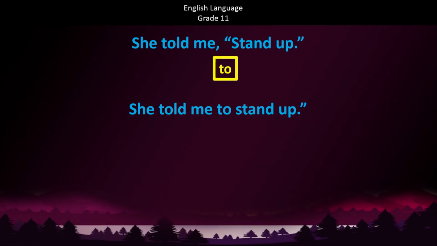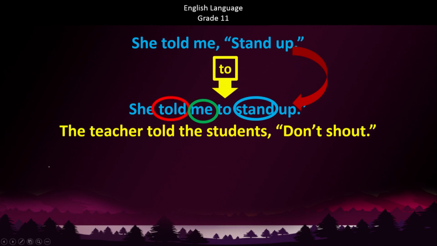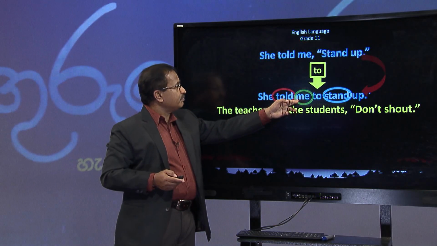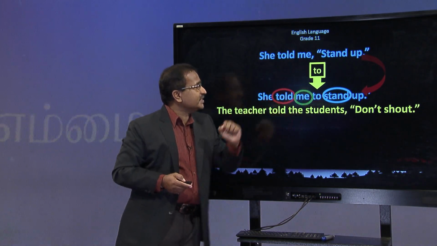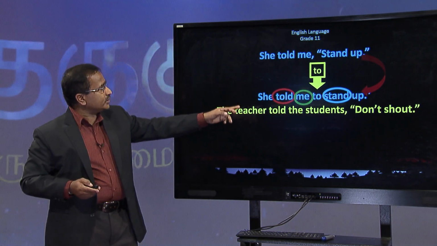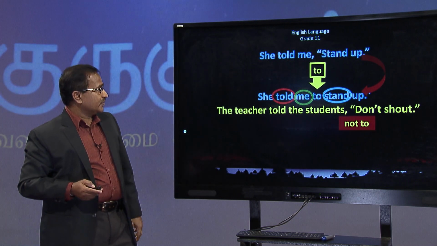And the next one is going to be a negative imperative. What is a negative imperative? Don't go out. Don't shout in the class. These are called negative imperatives. The teacher told the student, don't shout. In the previous example, you can note that told is the verb, then me is the pronoun, to stand is the infinitive.